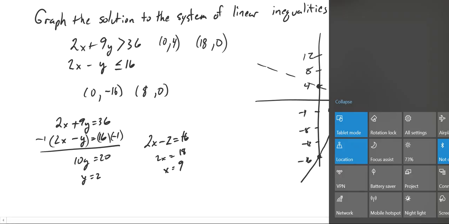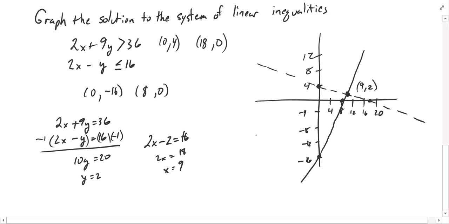On the top equation, 2x plus 9y is greater than 36, if I try (0, 0) in there, I'll get 0 is greater than 36. That is false, so I don't want the (0, 0) side of the top equation. So I want the side that's above that dashed line.